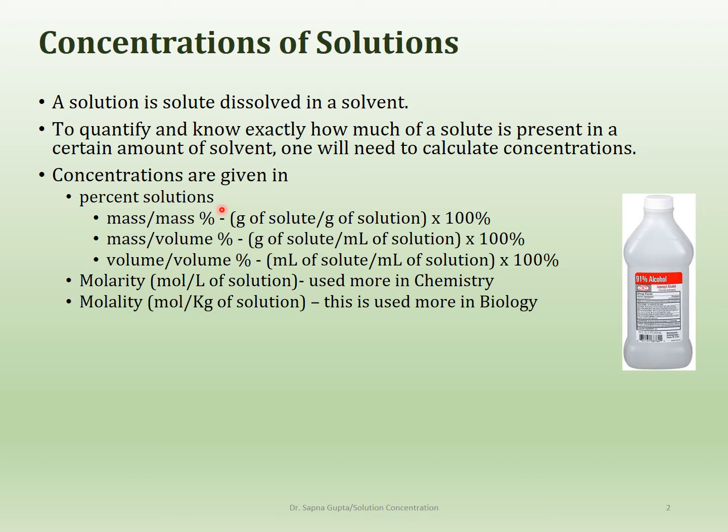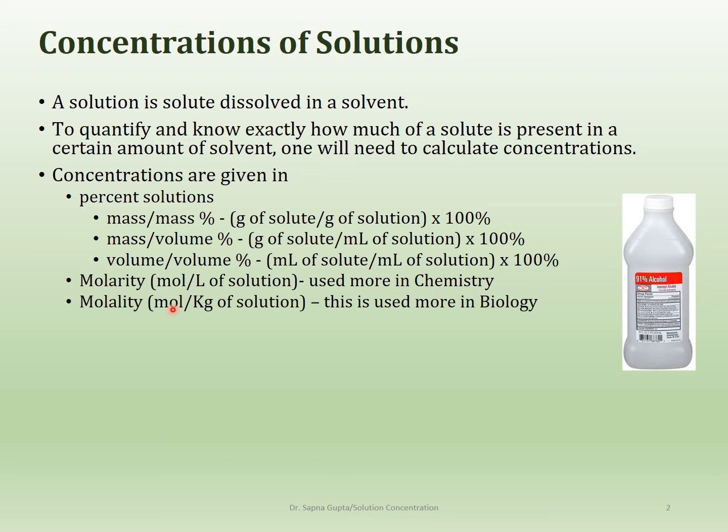So in percent solutions we have mass by mass percent, in which you have grams of solute and grams of solution times 100%. Mass by volume percent is grams of solute and milliliters of solution. Volume by volume is milliliters of solute and milliliters of solution. Again, all of these are in percent quantities.